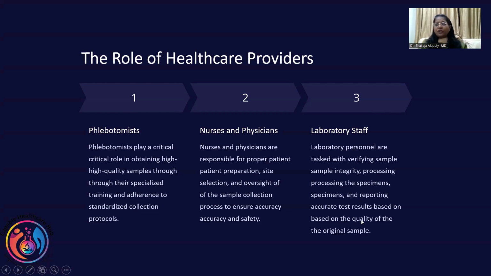Processing the specimens and reporting are based on the quality of the original sample. When I say original, it means from the moment the sample was taken from the patient's body to when you are actually putting it into the machines or doing the testing, the entire sample is exactly how we took it from the patient. How many of you feel that the samples we are collecting today are 100% the same when we start analyzing?